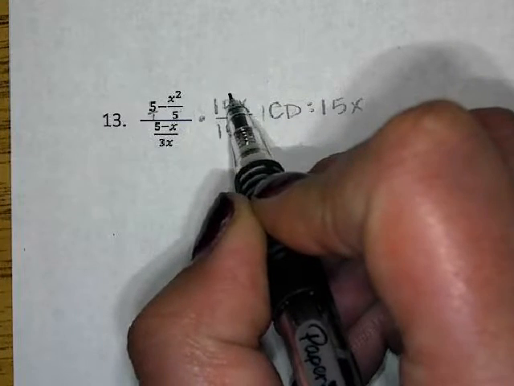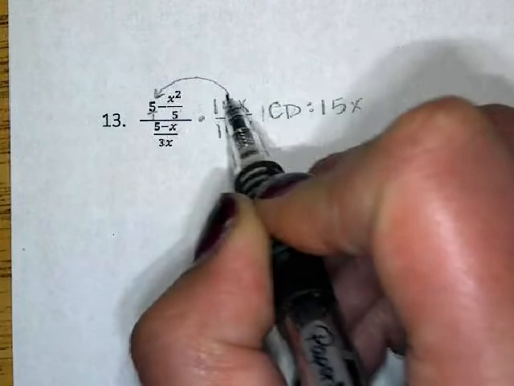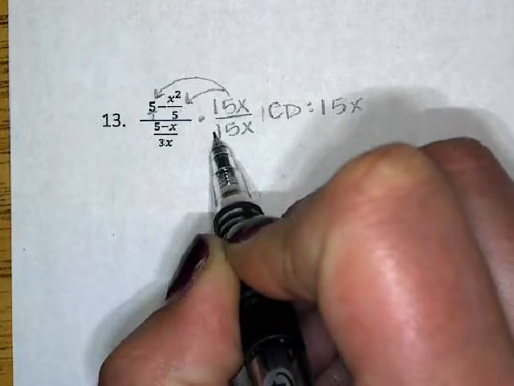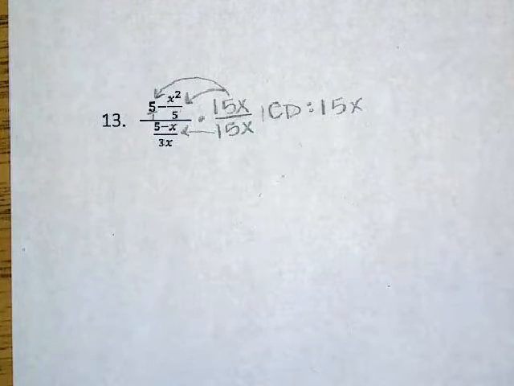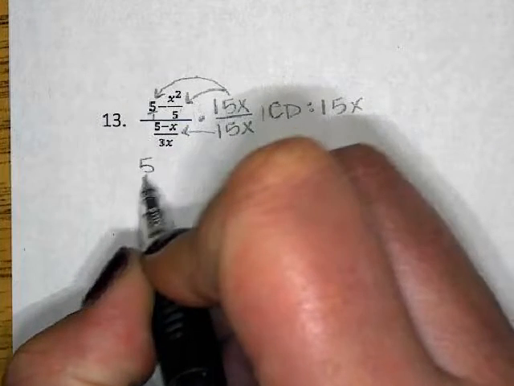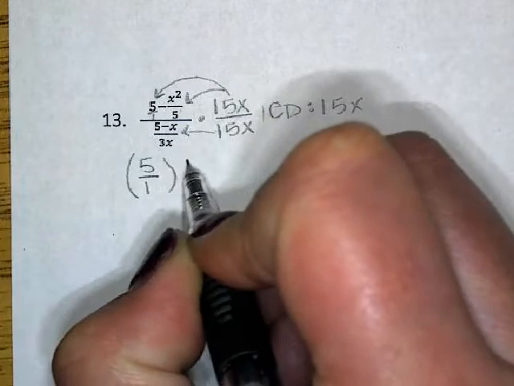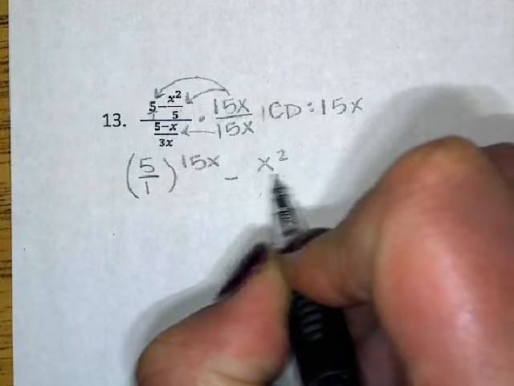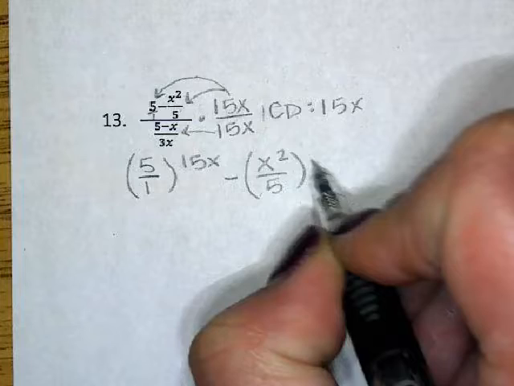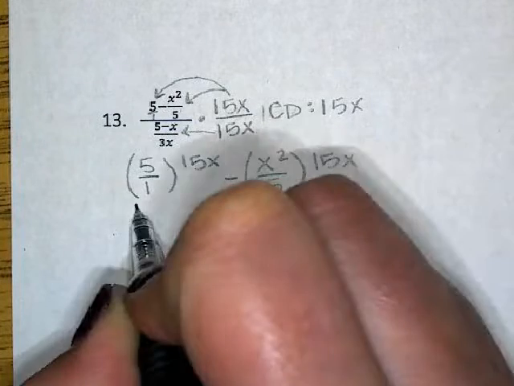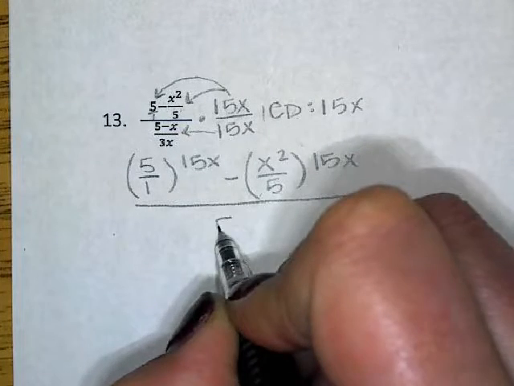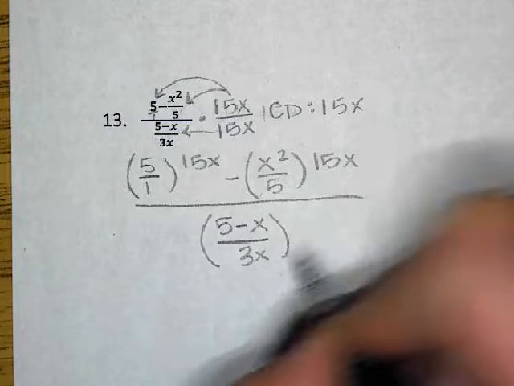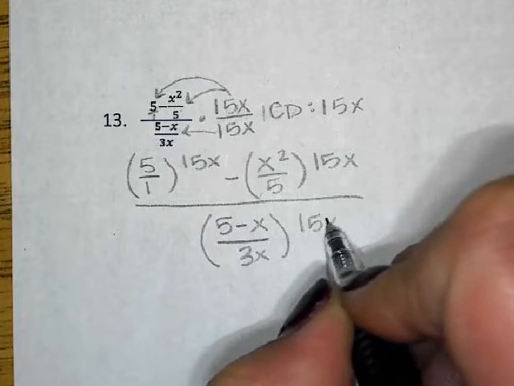So now I'm going to take the 15x on the top and I'm going to multiply it by each of the 2 fractions on the top. And I'm going to take the expression over here on the bottom and I'm going to multiply it by the fraction on the bottom. So I've got 5 over 1 is being multiplied by 15x, minus x squared over 5 is being multiplied by 15x, and then 5 minus x over 3x is being multiplied by 15x.